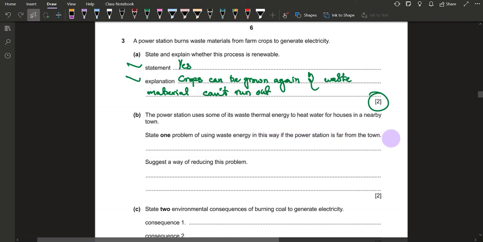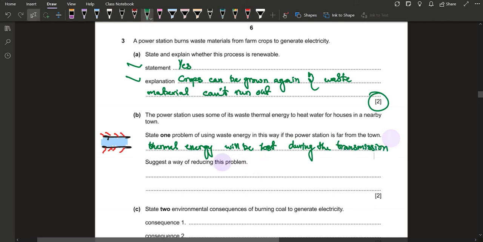So what will happen is when you're transferring the water, let's imagine this is the pipe. When the water is transmitting, there will be some loss of thermal energy. And if the distance is more, the water will cool down and eventually all the heat will get lost during the transmission. So we can write down here that thermal energy will be lost during the transmission.